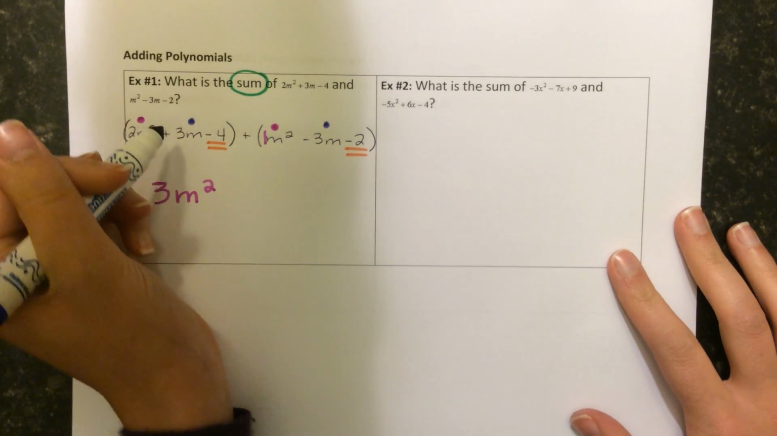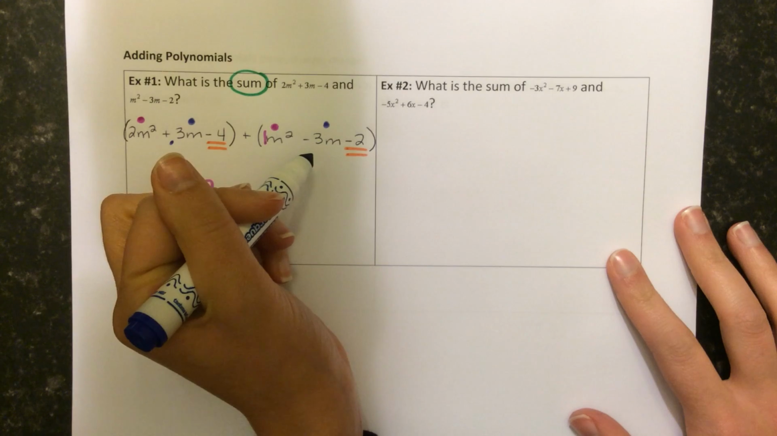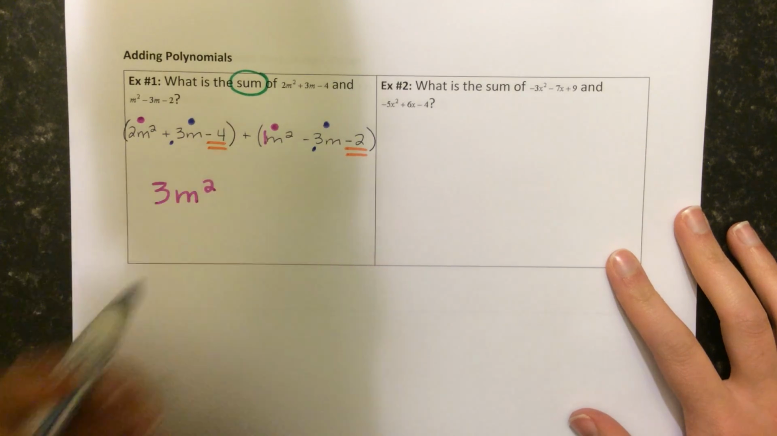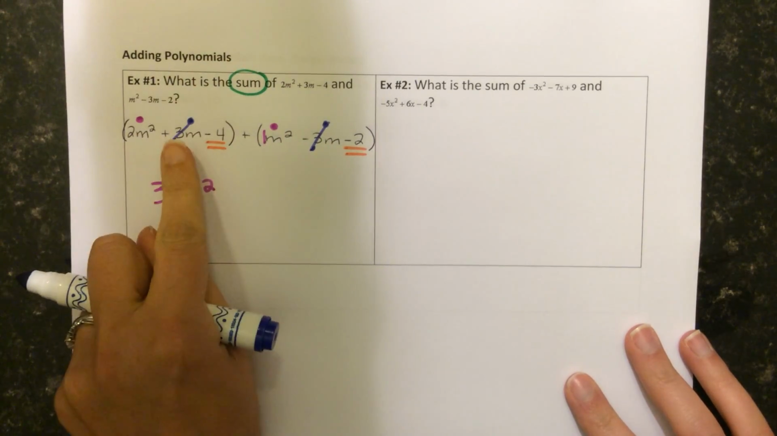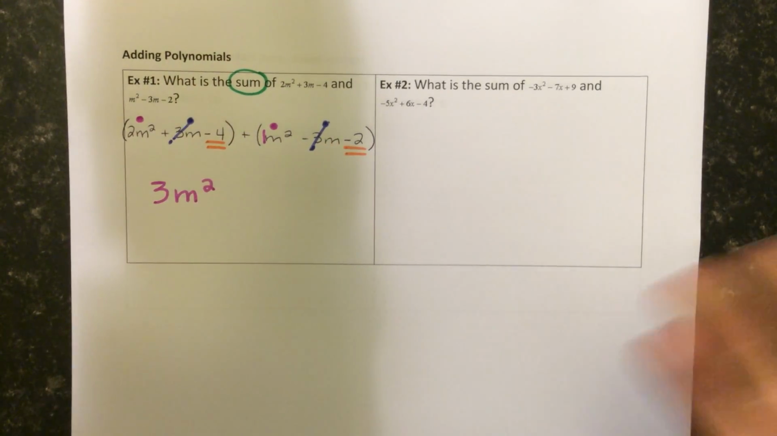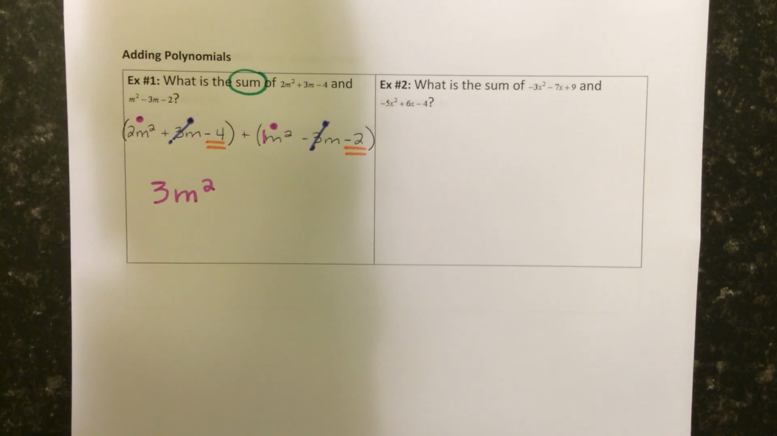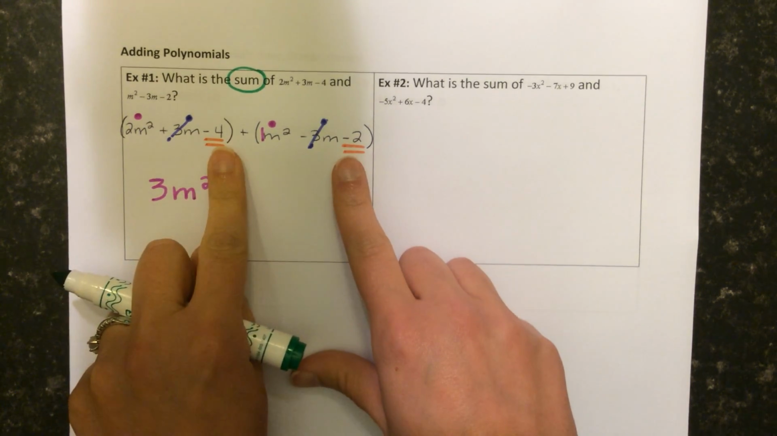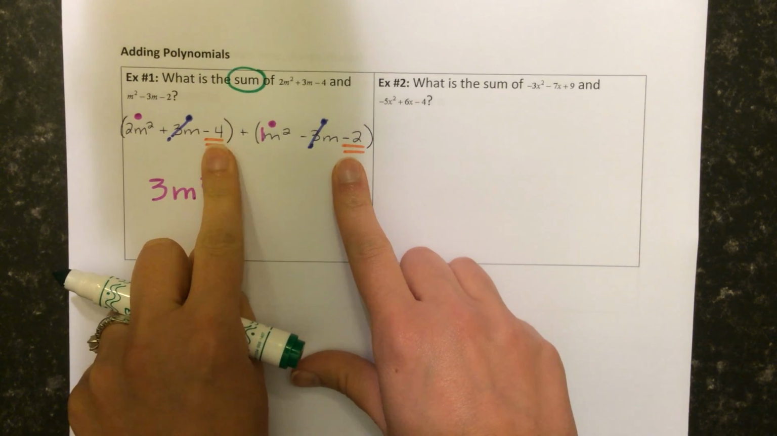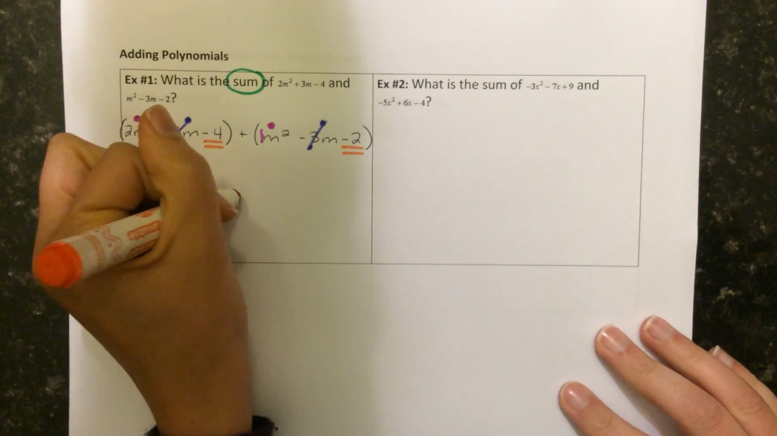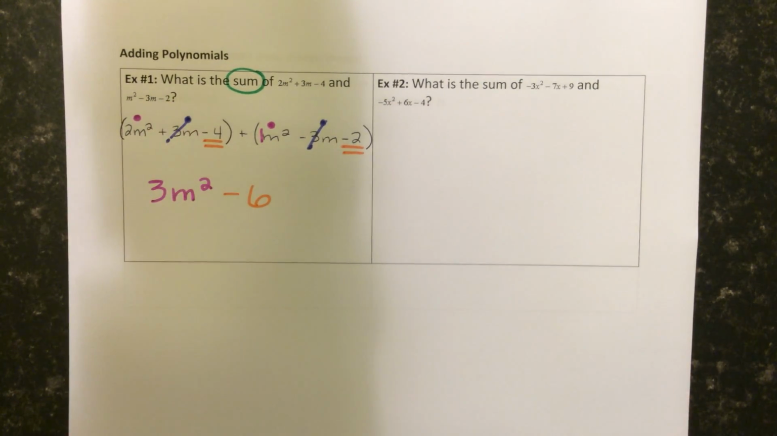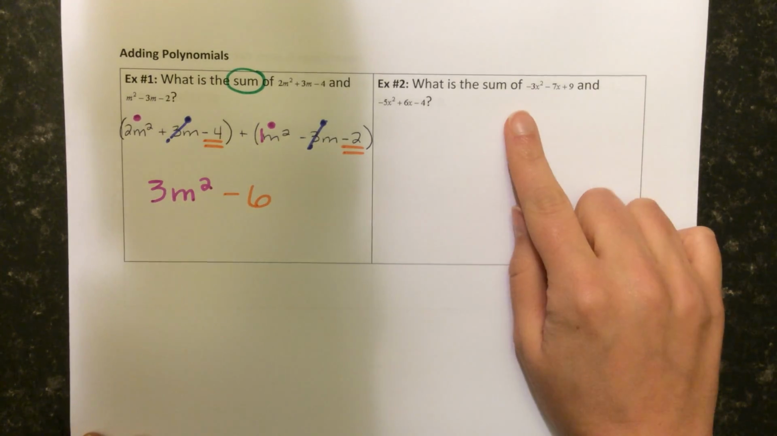Now, here I have a plus 3m and a minus 3m. And when you add those, it goes away. Okay, so think about 3 plus negative 3. If you type that into your calculator, it would go away. If I typed in my calculator negative 4 plus negative 2, that would give me a negative 6. So I'd write that as minus 6. All right, so that's it. That's my answer. Okay, let's try the next one.